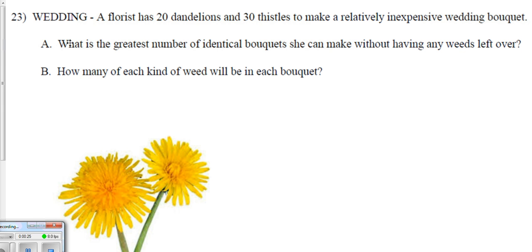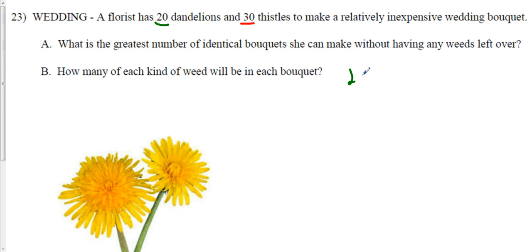So A, the first part of the question, what is the greatest number of identical bouquets she can make without having any weeds left over? And B, how many of each kind of weed will be in each bouquet? Looking over our possible weeds, we have 20 dandelions we can use, and we have 30 thistles that we can use. So if we want to find the greatest number of things that we can make, we need to find the greatest common factor of these two.